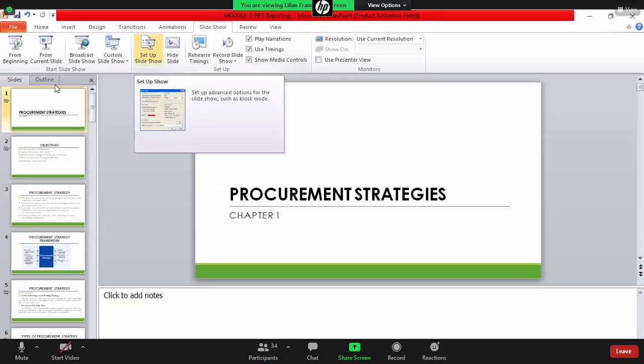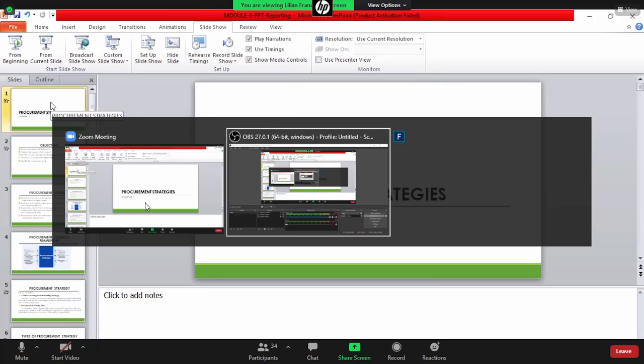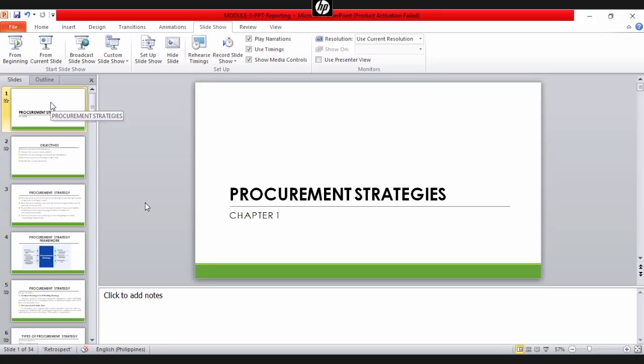Live slide or 33 slides to discuss all the topics on procurement strategies as well as the market and spend analysis, I guess. And the last part would be on the procurement.